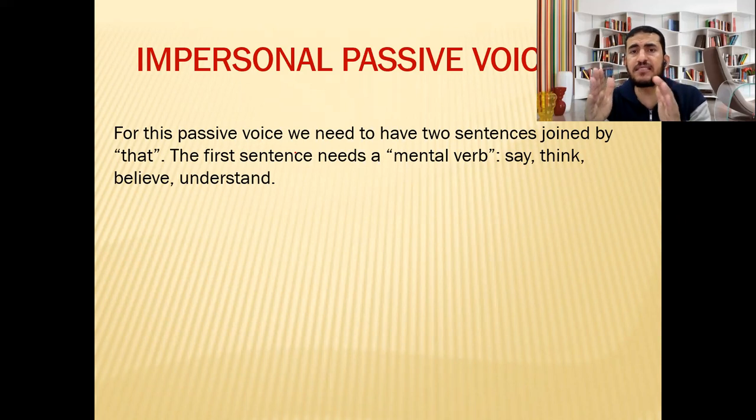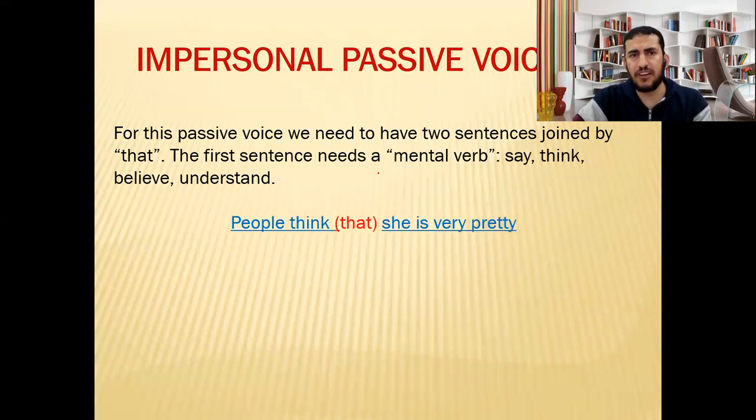The first sentence needs a mental verb, like say, think, believe, understand, consider, propose, and so on. Let's have a look. People think that she is very pretty. We can say people say, people believe, people consider, people pretend. All these verbs can be used in impersonal passive like this.